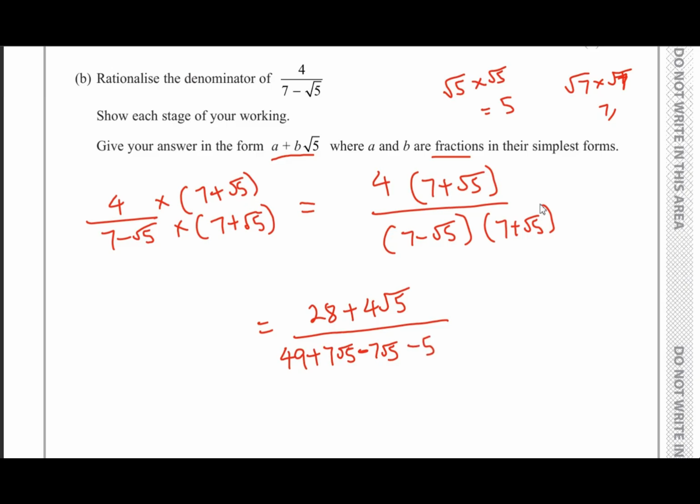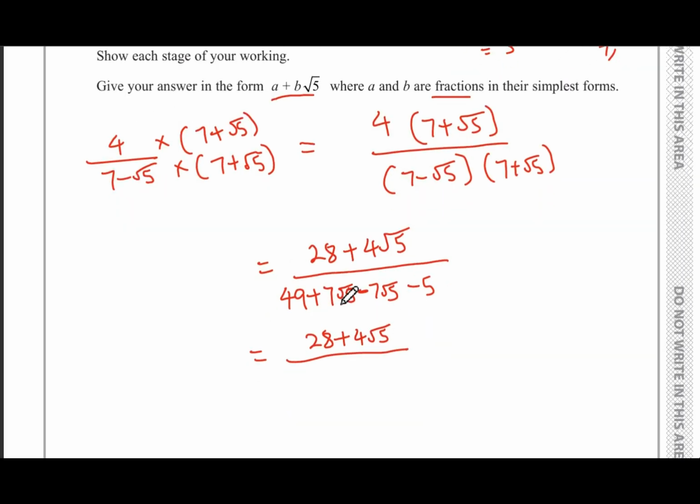Simplifying this, at the top I have 28 plus 4 root 5, and at the bottom, as you can see, the plus 7 root 5 and minus 7 root 5 cancel, and I would be left with 49 minus 5. When you put it in the calculator you get 44. We need a and b to be fractions, therefore I would be dividing each term here by 44.